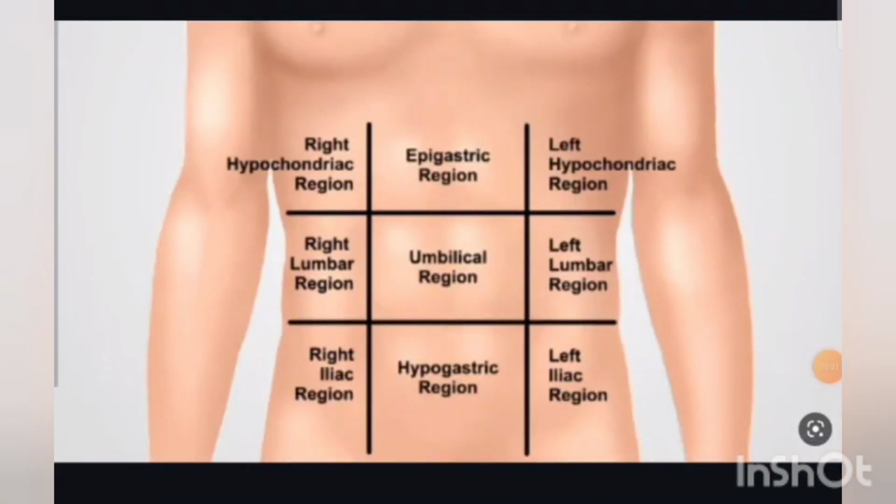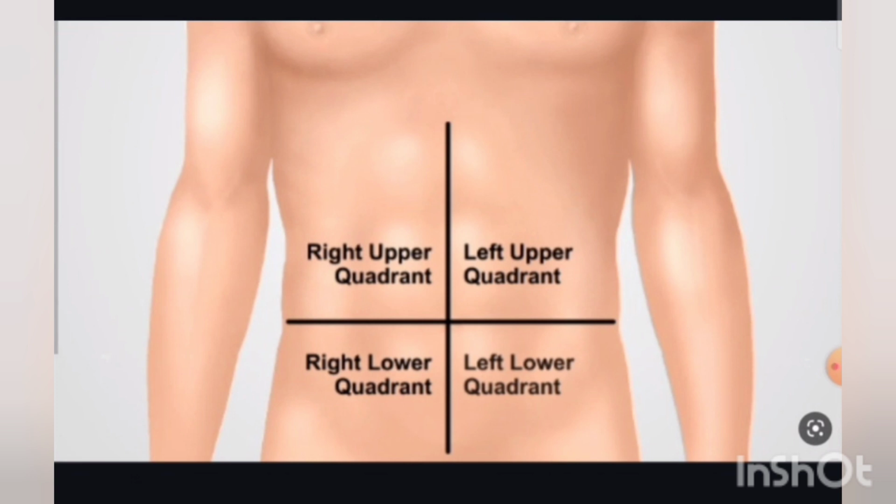We can also divide the abdomen into four regions. This picture describes the four quadrants of the abdomen: the right upper quadrant and the right lower quadrant, and on the left side, the left upper quadrant and the left lower quadrant.